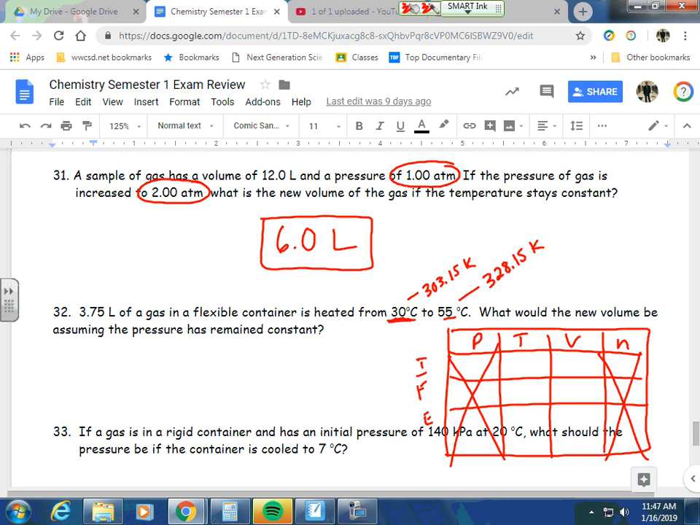All right, so this would be my initial. It's saying I'm starting at 303.15 Kelvin. So let's put that down for our initial temperature. And my final temperature, I'm heating it to 328.15 Kelvin.